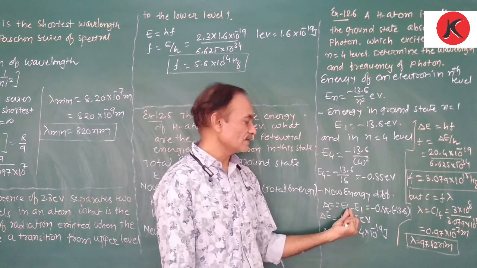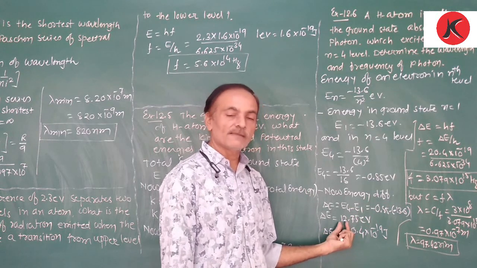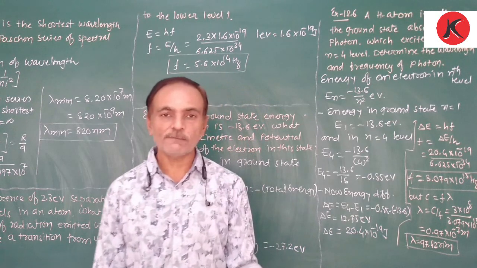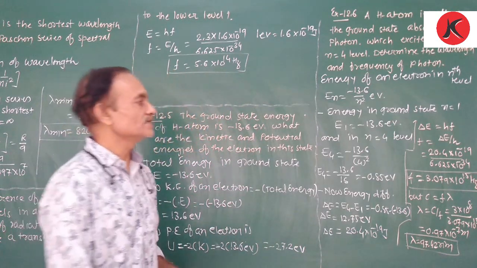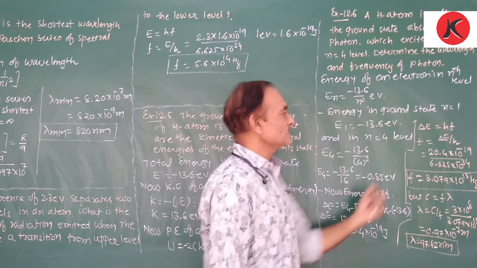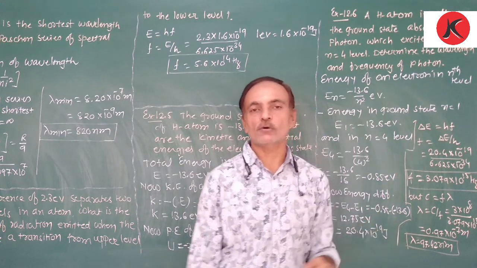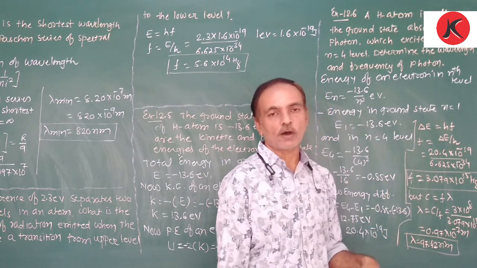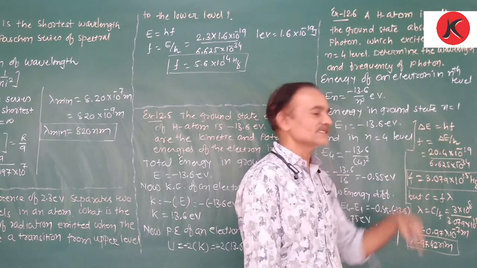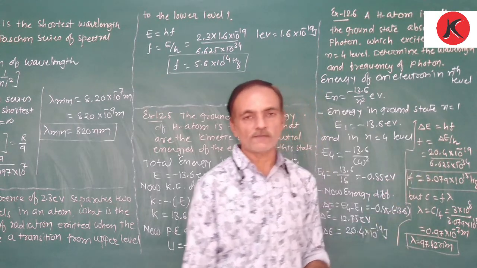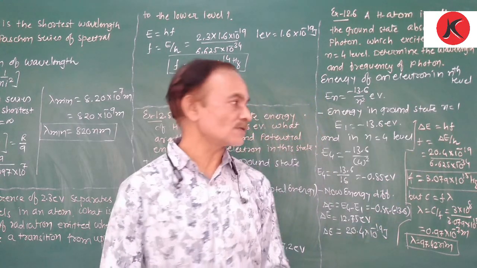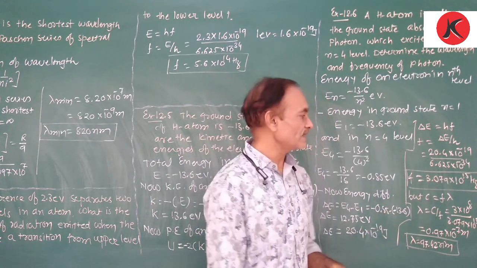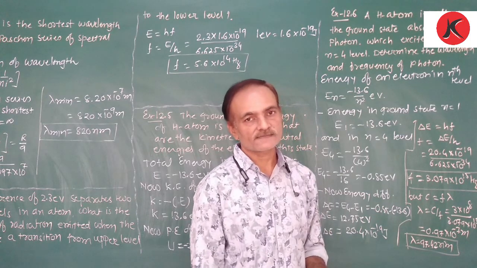So delta E is equal to E4 minus E1. That means 12.75 electron volt. Converting into joule, 20.4 into 10 raised to minus 19 joule. Now, this energy difference is equal to the energy of the photon. Therefore, delta E is equal to hf, where f is the frequency of the photon. f is equal to delta E by h. Substituting the value of delta E and Planck's constant, we obtain the frequency of the photon as 3.079 into 10 raised to 15 Hz.